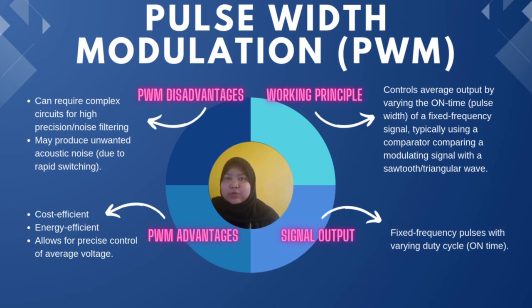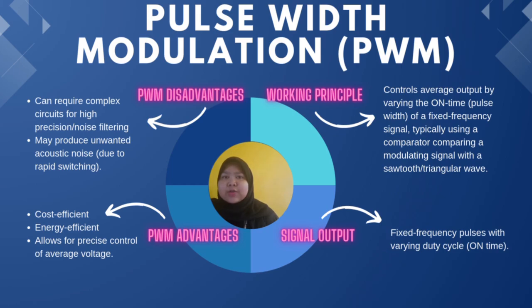The signal output of PWM consists of fixed frequency pulses, but with a varying duty cycle. The duty cycle refers to the proportion of on-time within a single pulse period. By changing this on-time, we effectively change the power delivered.